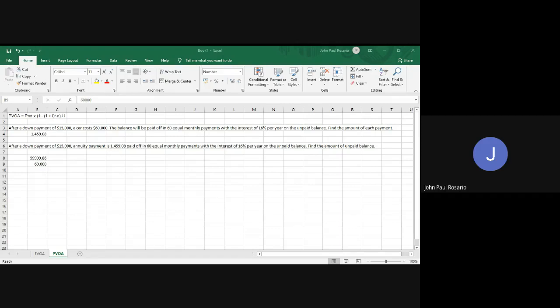Okay, so Jaira. According to Jaira, payment is PVOA divided by 1 minus (1 plus i) to the negative n. Or you can also write it as payment is equal to PVOA times i over that.